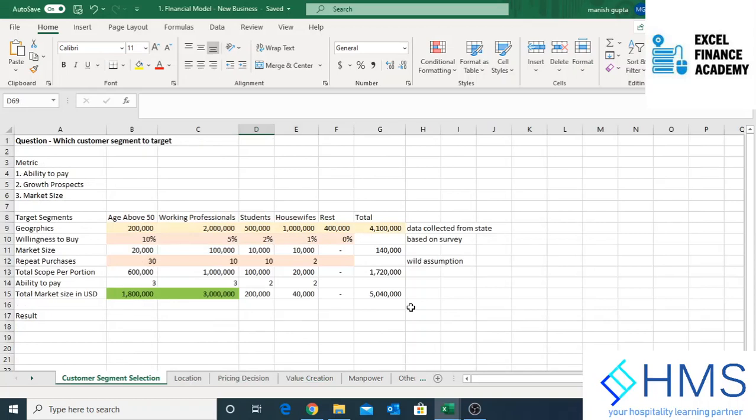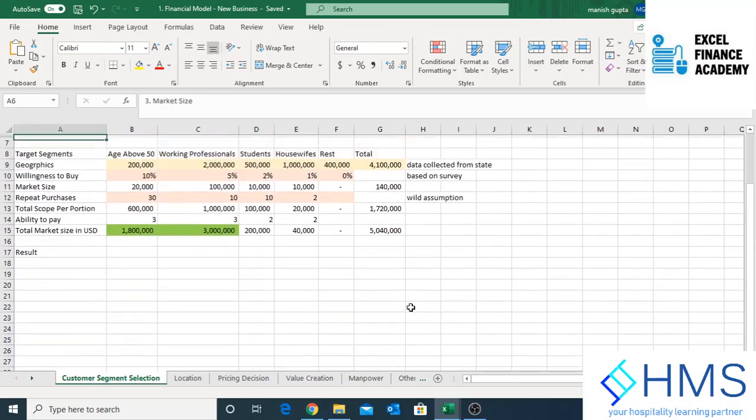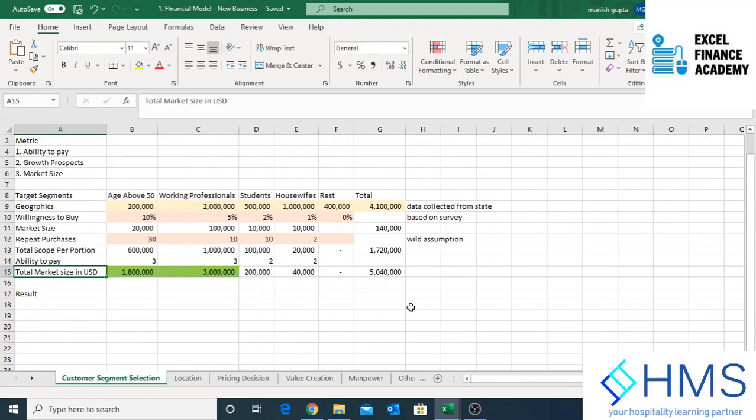In the last section we discussed how we choose the customer segment and what the market size is. We said we would look at the survey data collected from the state, then research the willingness to pay, what the market size really is, and whether they will make repeat purchases or a one-time purchase, so that we can see the total scope and the ability, how much price they can pay. That will help us know the market size in US dollars.